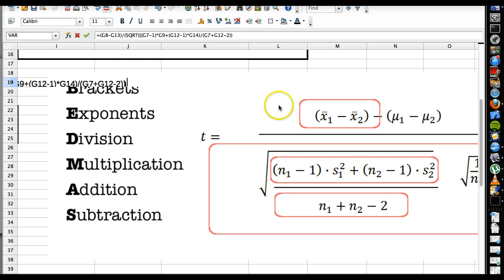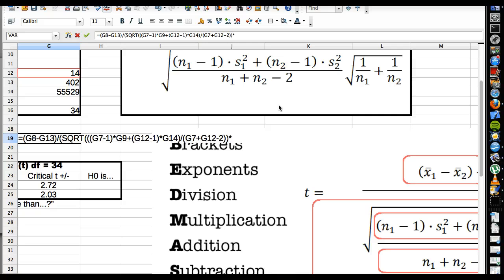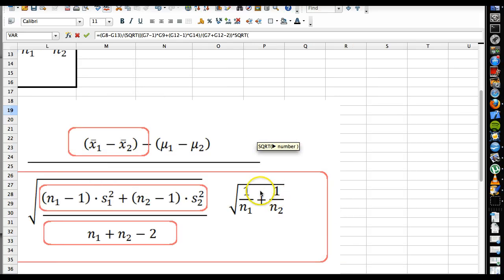Okay, we're going to multiply this by another square root. So I go multiply with square root, another bracket. And in this case, we're not going to need so many brackets because it's going to divide 1 by the first sample size before it adds this to 1 divided by the second sample size. So we don't need brackets around these. We want these divisions to occur before this addition here.